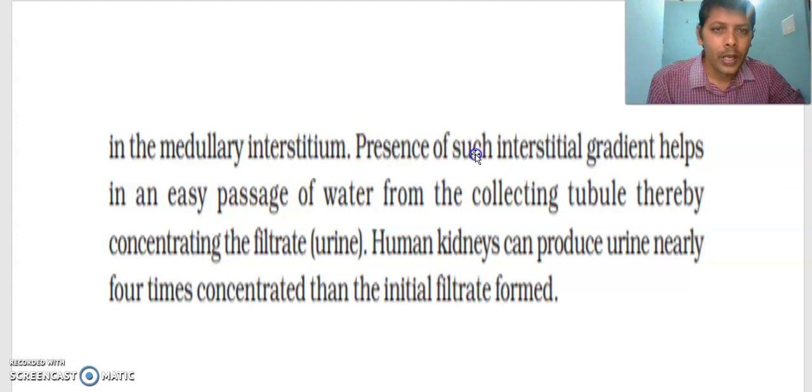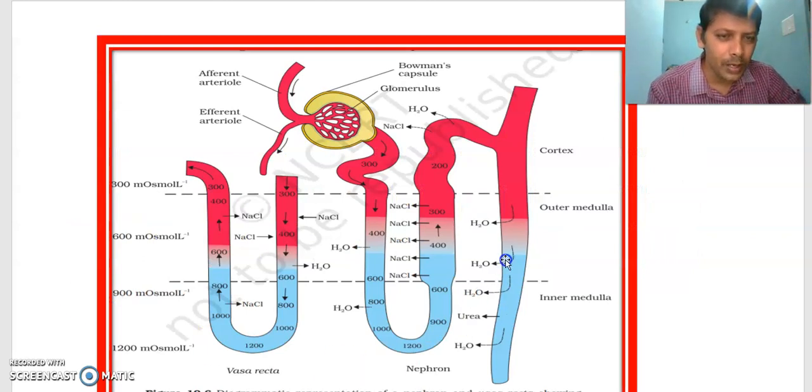interstitial tissue. Why is 1200 important here? Presence of such an interstitial concentration gradient helps in easy passage of water. Observe here, a lot of water is coming. If you come here, much water is not coming. Here osmolarity is 300. This fluid also has osmolarity. In the first segment of the DCT it is hypotonic; in this segment it becomes isotonic.